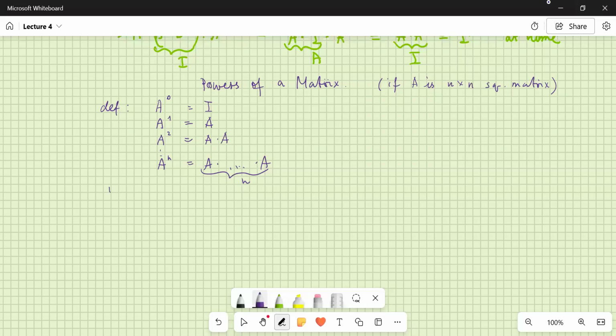Now, if A is invertible, has A inverse, then we can define A to the negative power of n. What is that going to be? It's going to be A inverse to the power of n, or a product of n A inverses. A inverse by A inverse by A inverse, and n of them. Okay.